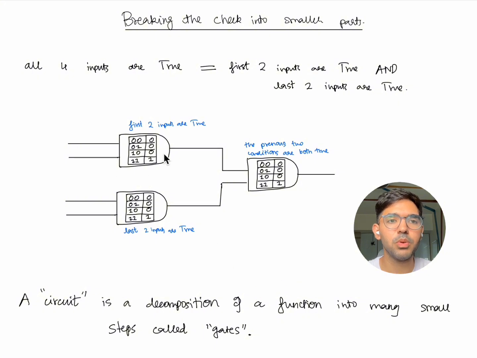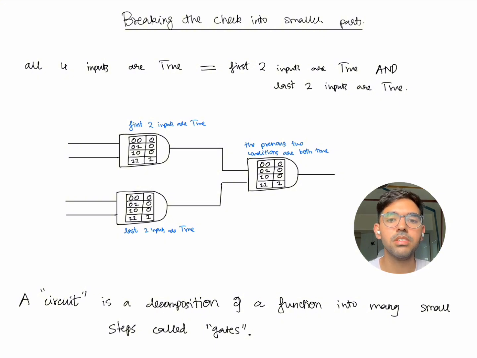In this way described, we would feed the first two input bits in the first chunk, the last two input bits in the second chunk, take the outputs of that and feed it into the last chunk. The final output would be true if and only if its inputs are true, and its inputs are true if and only if all four inputs are true.